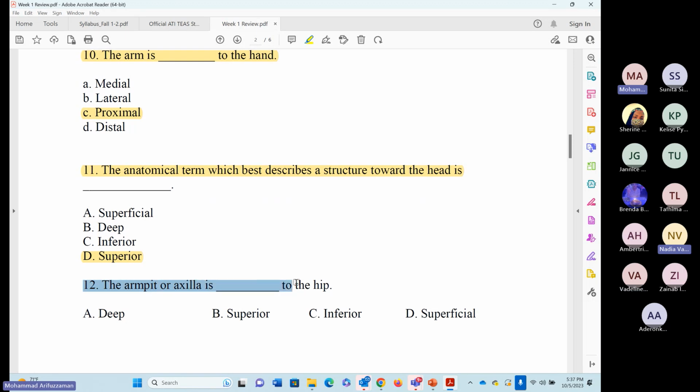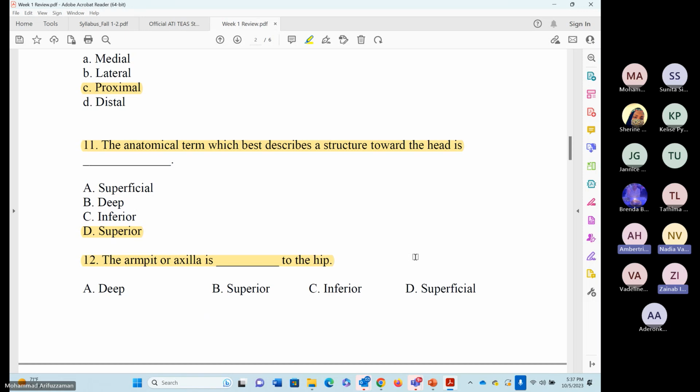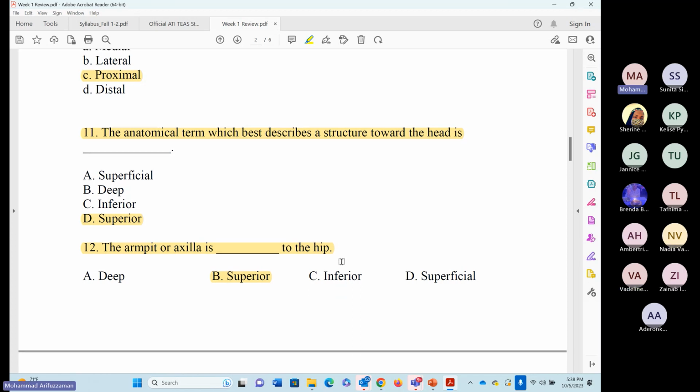The armpit or axilla is superior to the hip. Yes, superior means above. It's above the hip. Yeah, that's what superior is. Good.